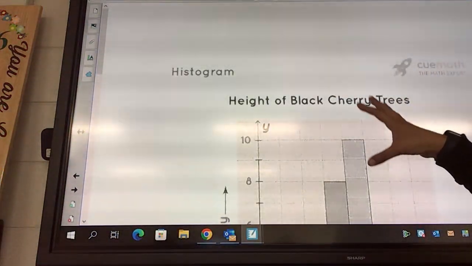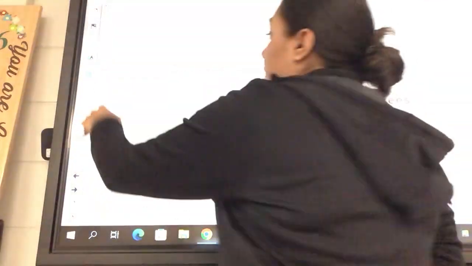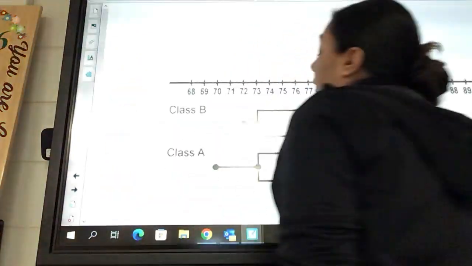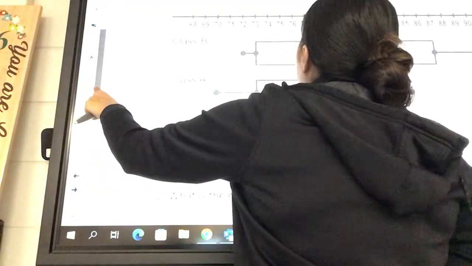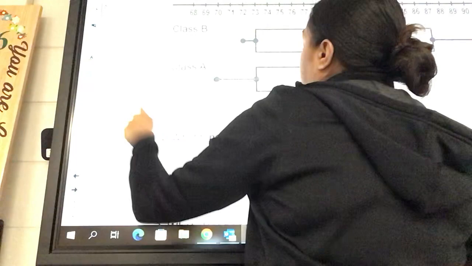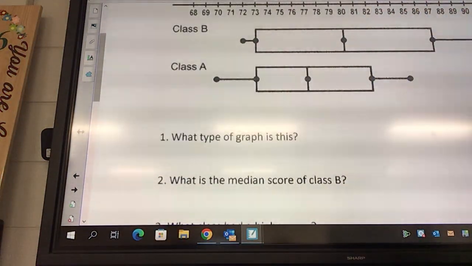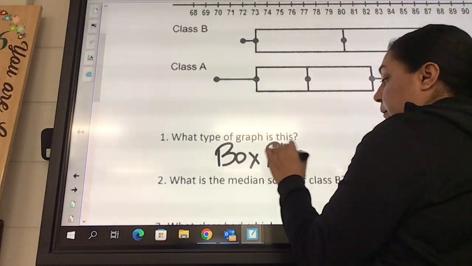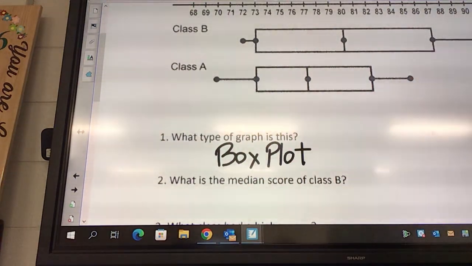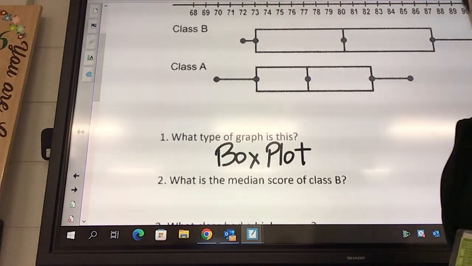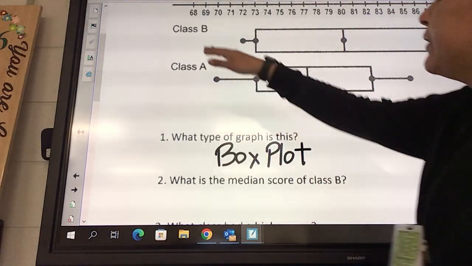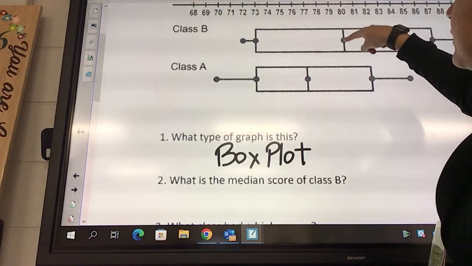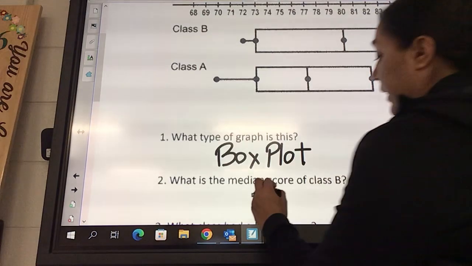Okay, the histogram one, you guys are going to do, we did one like this yesterday, and then we're going to do this one. So we got some classes here. What type of graph is this? Okay, it's a box plot. What is the median score of Class B? So first of all, find Class B, and then for the median, see how this has a line in the middle? That means that this is Class B, and the median is going to be 80.